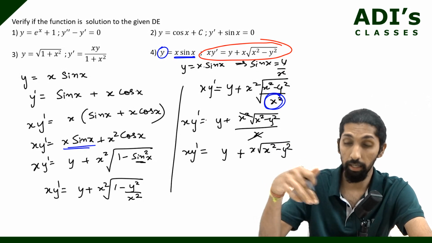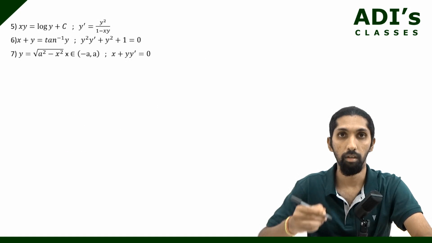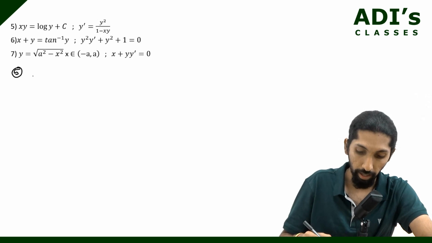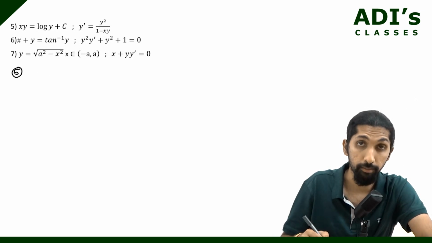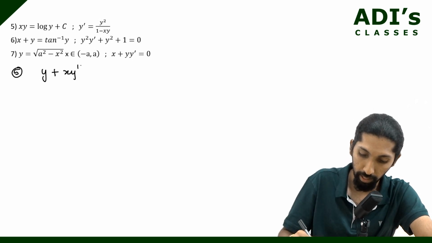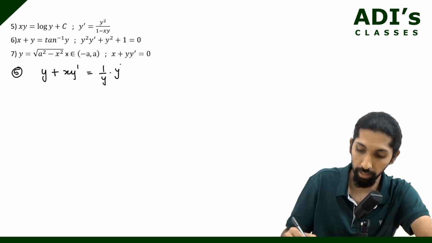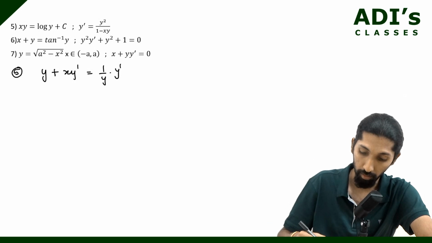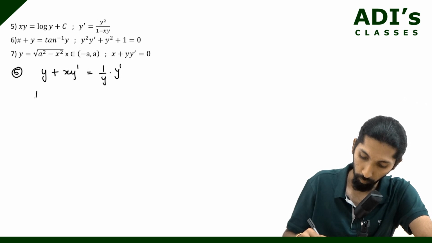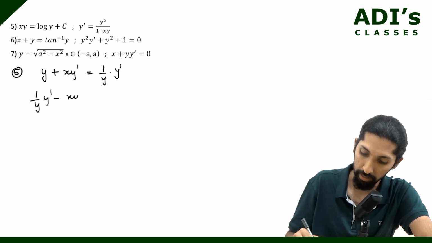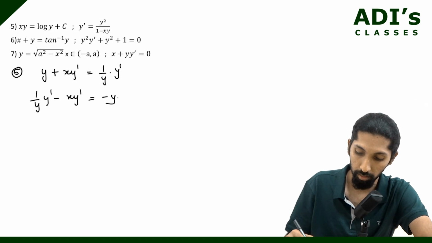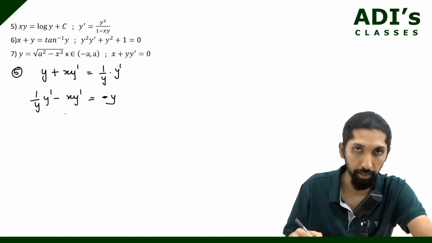Clear? Now, let's do the next problem. See the next question is the fifth one. xy is equal to log y. Differentiate. On the LHS, you can write y plus xy dash is 1 by y into y dash, isn't it? Now, take the y dash on one side. That means you have 1 by y dash minus xy dash is equal to, oh, sorry, is equal to just 1. There is no negative 1.